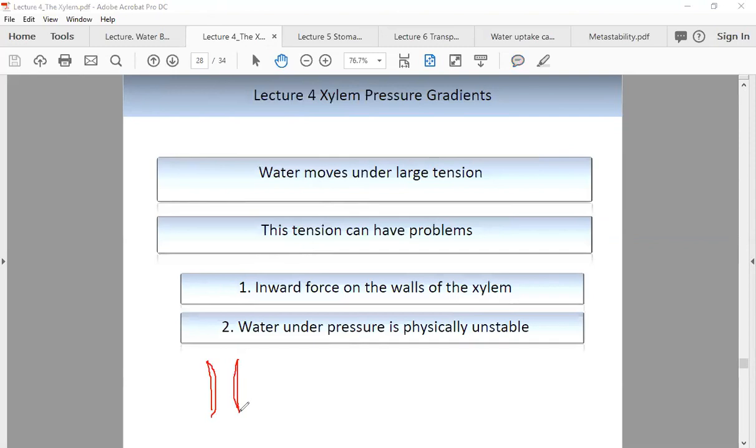So what prevents those walls from just caving inwards? Plants can deal with this very well, and we were just talking about it earlier. Structural components of the xylem, yes. What are those structural components? Lignin, yes. Thickening of the secondary cell wall and lignification. Quite amazing stuff. Cell wall lignin, good. So we know that plants can deal very well with this problem. That's not a problem at all.